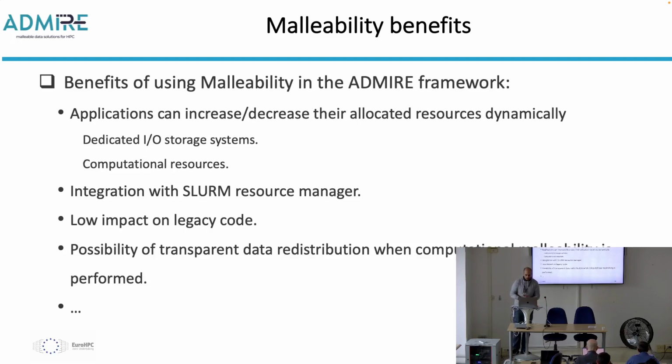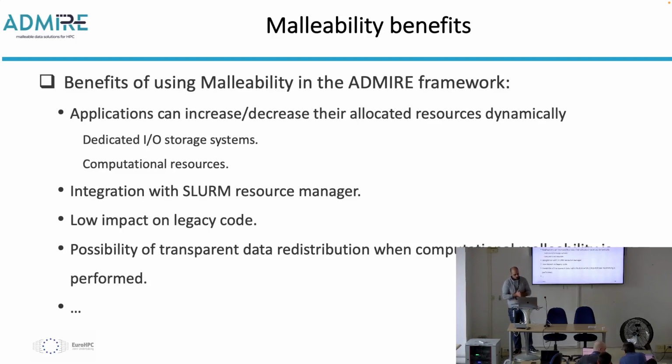In order to include malleability in the applications related to the Admire project, we provide a set of function calls that the developers should use in their codes to integrate these malleability features, and this is coordinated with the intelligent controller and the resource manager. The objective is not to modify the legacy code a lot. We try to do it in the best way for the developers.